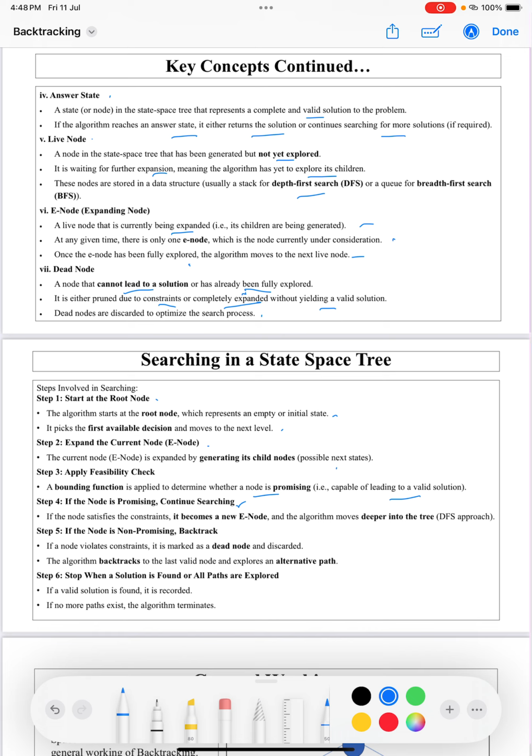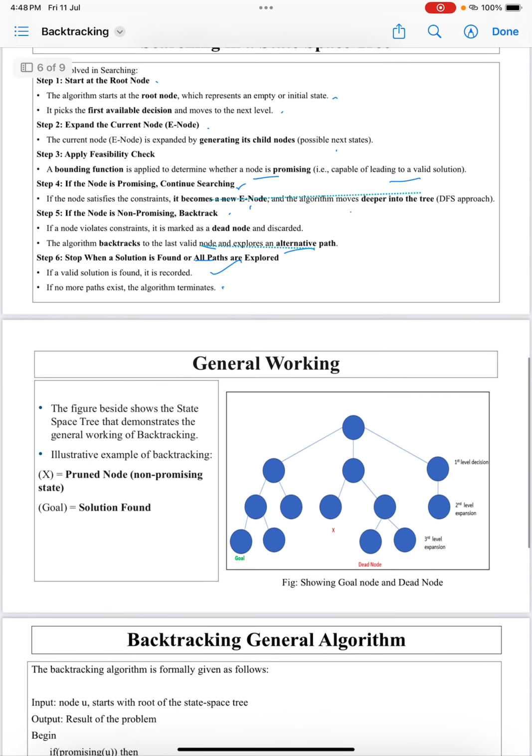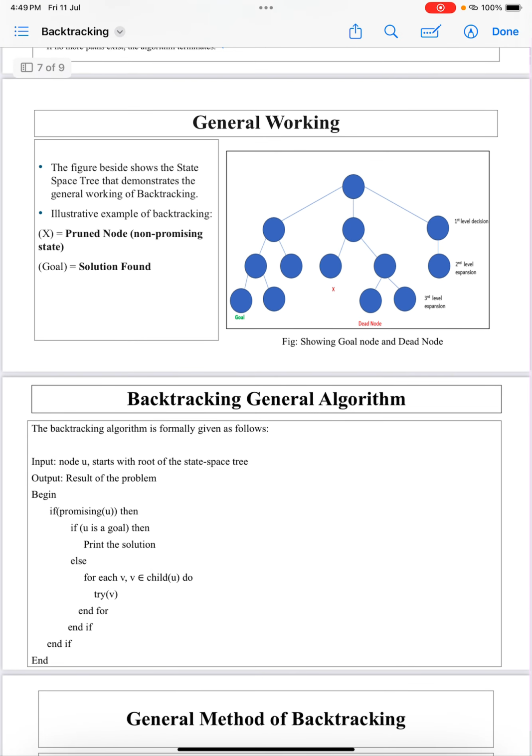If the node satisfies the constraints, it becomes a new E node and the algorithm moves deeper into the tree, which is a DFS approach. Step 5, if the node is a non-promising node, backtrack. If a node violates constraints, it is marked as dead node and discarded. The algorithm backtracks to the last valid node and explores an alternative path. Step 6, stop when a solution is found or all paths are explored. If a valid solution is found, it is recorded. If no more paths exist, the algorithm terminates. So this is the general working.